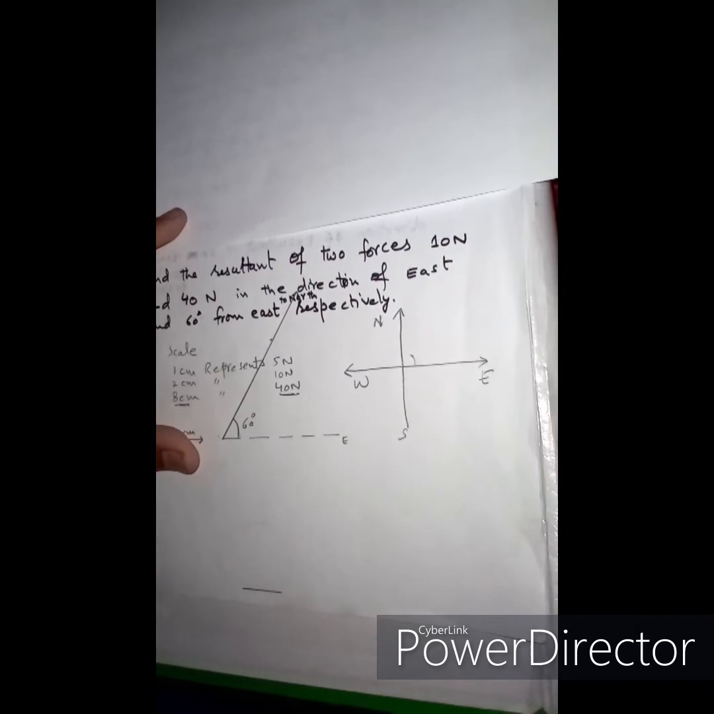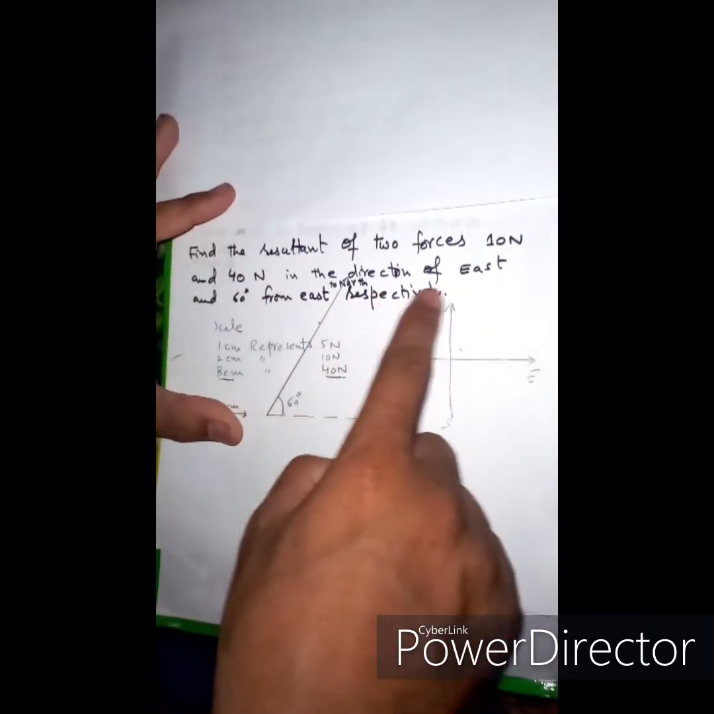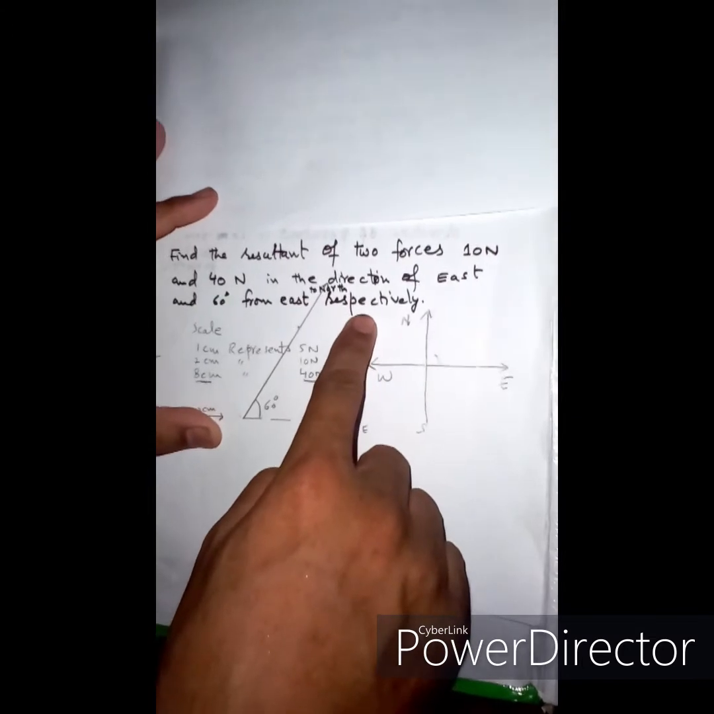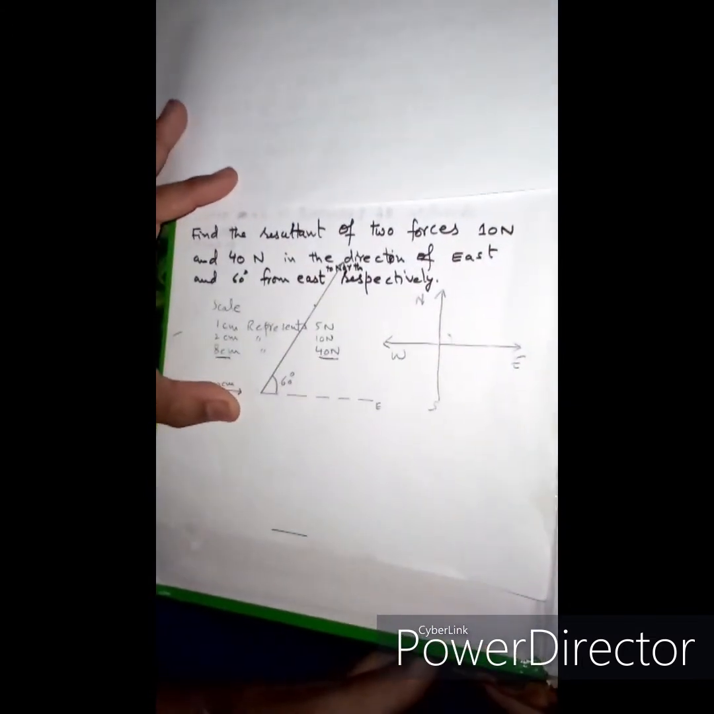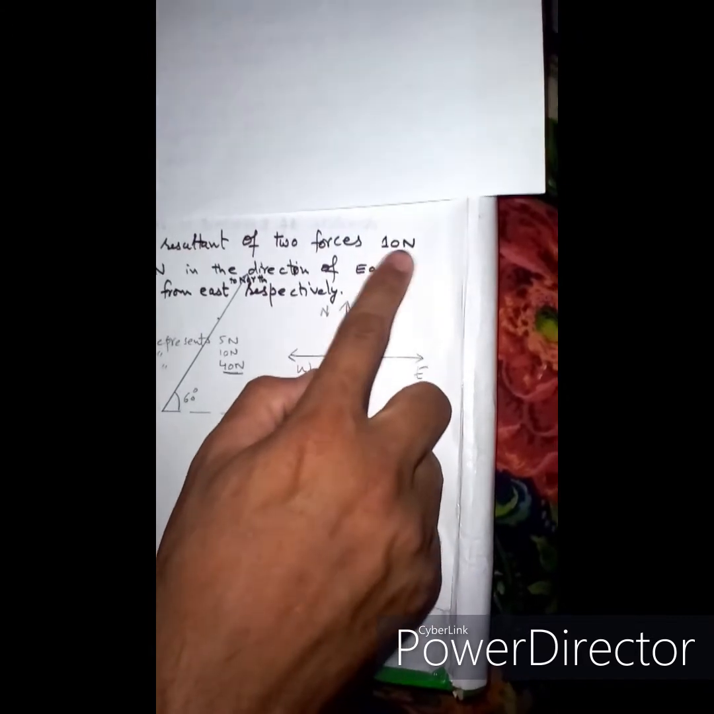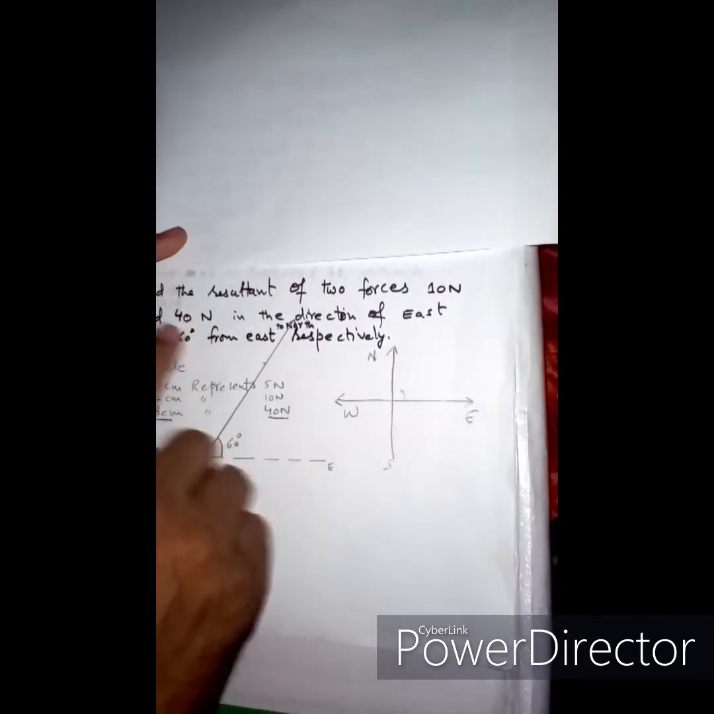Okay, so the question we have: find the resultant of the two vectors, 10 Newton and 40 Newton, in the direction of east and 60 degree from east to north respectively. Now what does this mean? The 10 Newton force is the first force vector, the 40 Newton force is the second force vector, and the directions are labeled respectively. The first direction, east, refers to the 10 Newton force, and the 60 degree from east to north refers to the second force, that is 40 Newton.